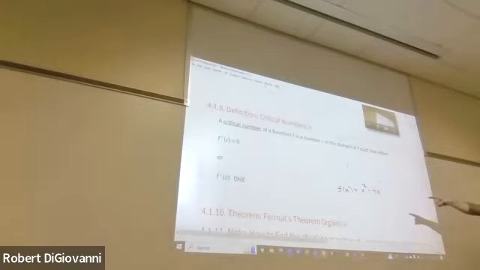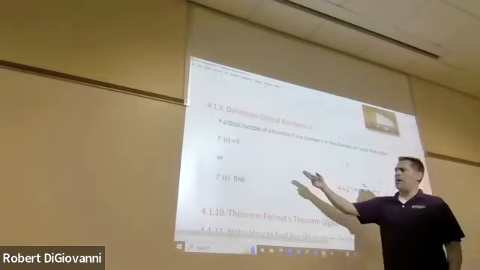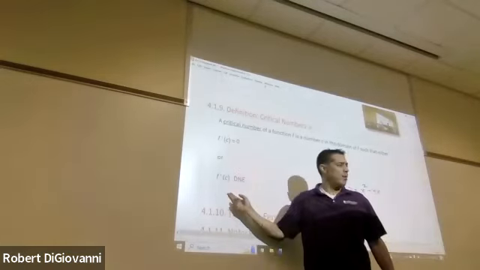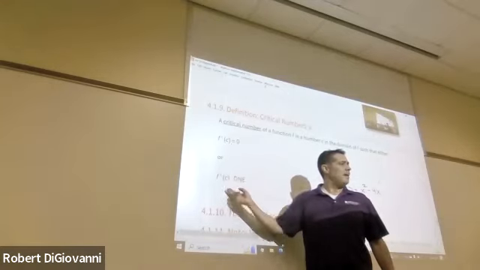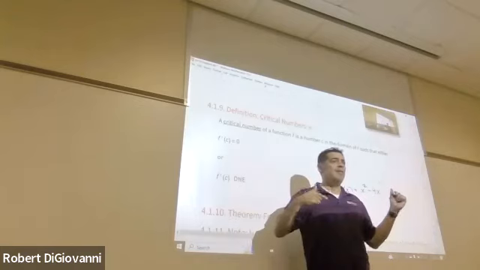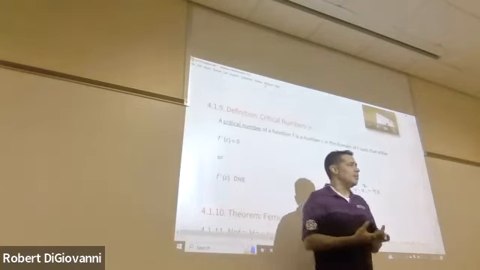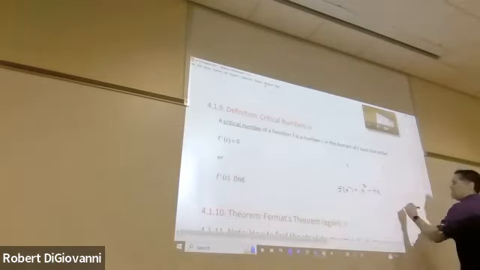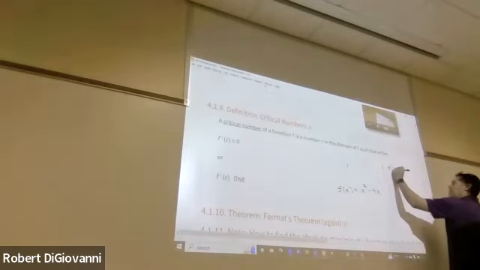What are the critical numbers of this function? Well, I want to know where the derivative is 0 and where the derivative does not exist. If I can figure out what makes the derivative 0 and what makes the derivative not exist, then I will have found the critical numbers. So let's find them. I need to take the derivative. What's the derivative of that function?